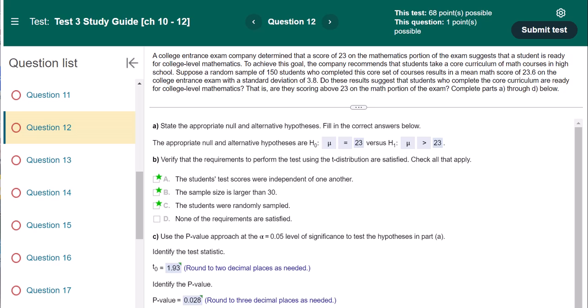So then the claim will be the mean is greater than 23, and the null hypothesis will be the mean equals 23. Conditions of the test: the population is normally distributed or the sample size is more than 30. So we have a sample size more than 30. The students were randomly sampled, and the students' test scores are independent of each other.